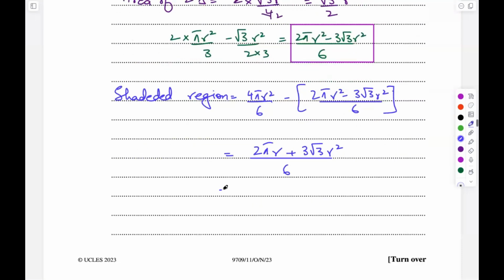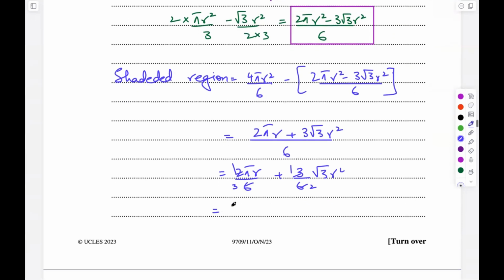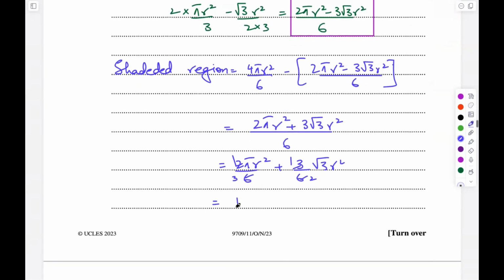We can divide both of these terms by 6 and write it as 2 pi r squared upon 6 plus 3 upon 6 root 3 r squared. So this will cancel out and this will also cancel out. So the final answer can be written as 1 upon 3, and this is an r squared over here. So this will become 1 upon 3 pi r squared plus root 3 r squared upon 2. So this will be the final area of the shaded region, which is basically the area of the motif.